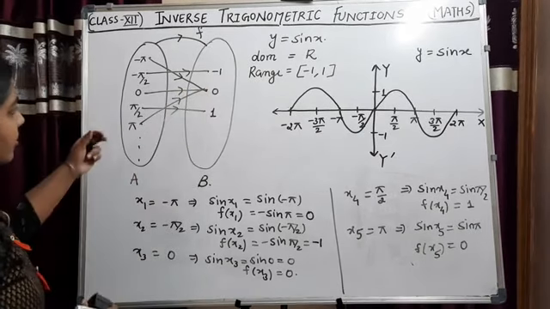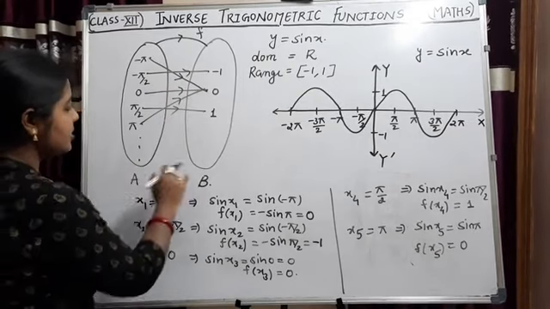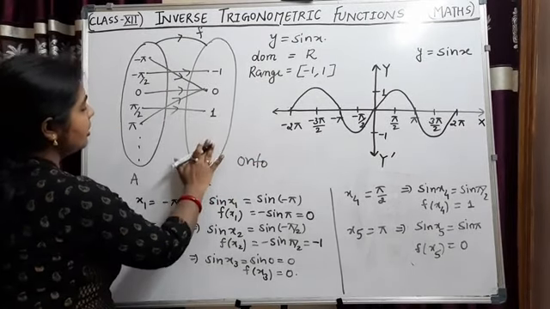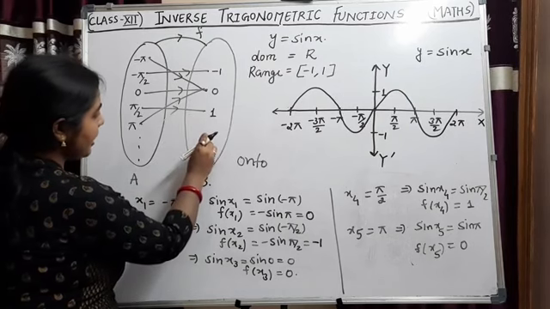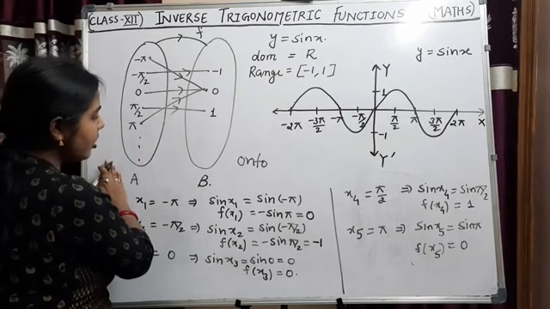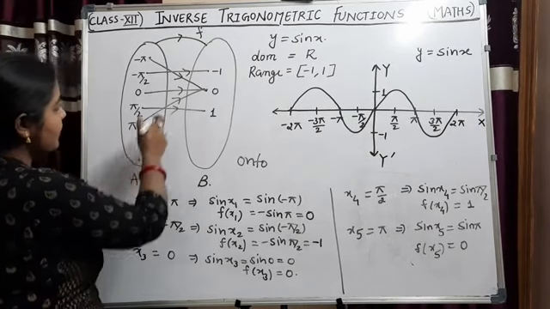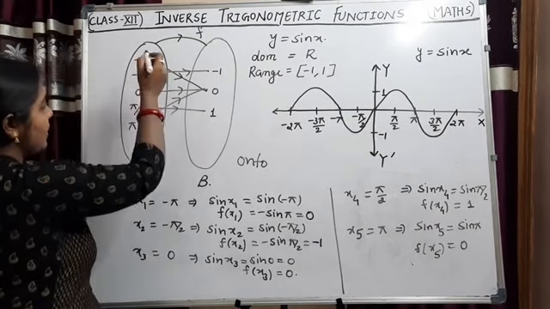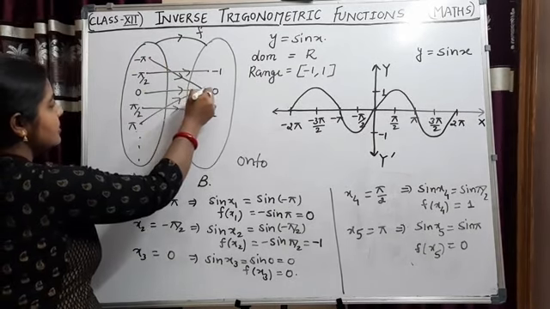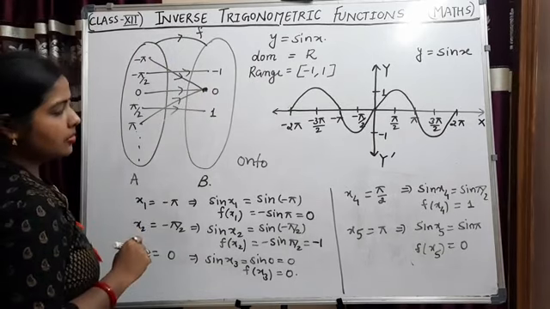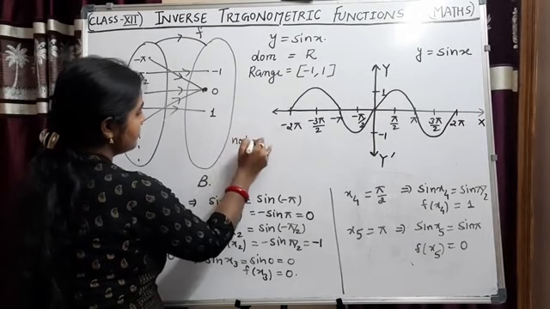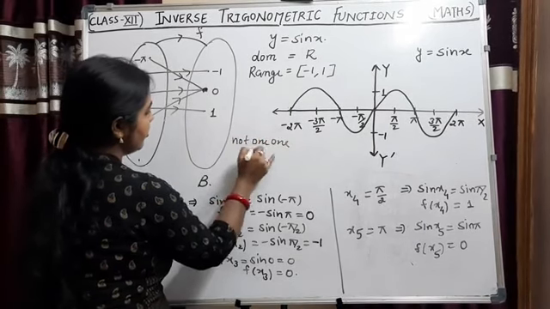So from this arrow diagram you can see this function is onto, because the elements in B have at least one preimage in the first set. But this is not 1-1, because you can see minus pi, 0 and pi, these three are related with the same point, that is 0. So this is not 1-1. So we'll write this is not 1-1 but onto.